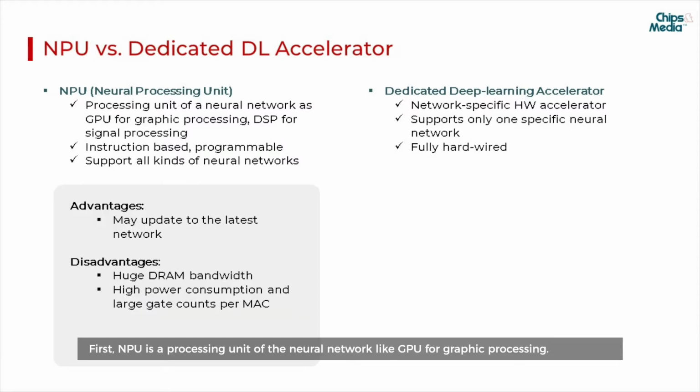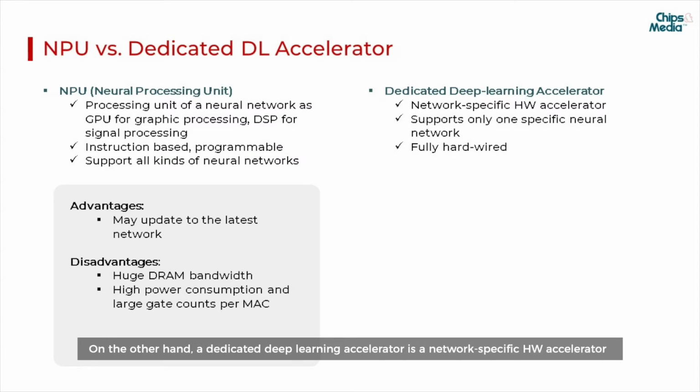First, NPU is a processing unit for neural networks, like GPU for graphic processing. It is architected based on instructions and is programmable. Therefore, it theoretically supports all kinds of neural networks and can be updated with the latest network even after the manufacturing of the chip is completed. But it is not easy to implement a better network in NPU since there are limitations of NPU performance in real time.